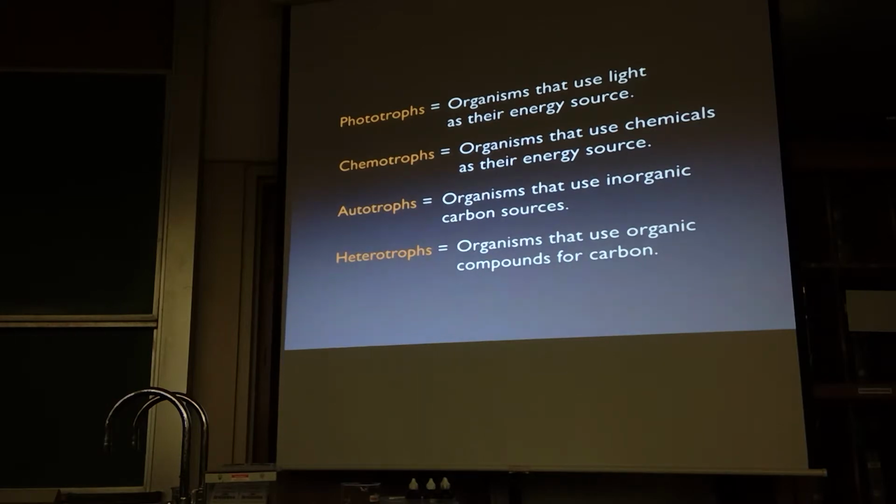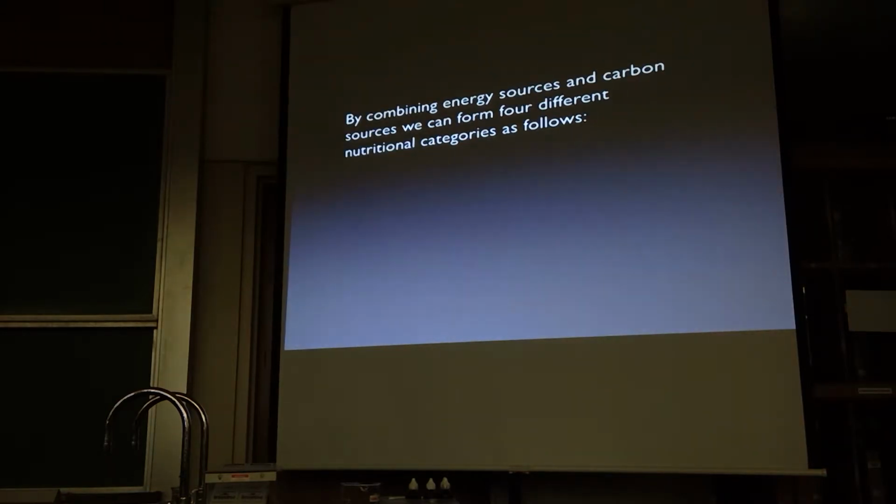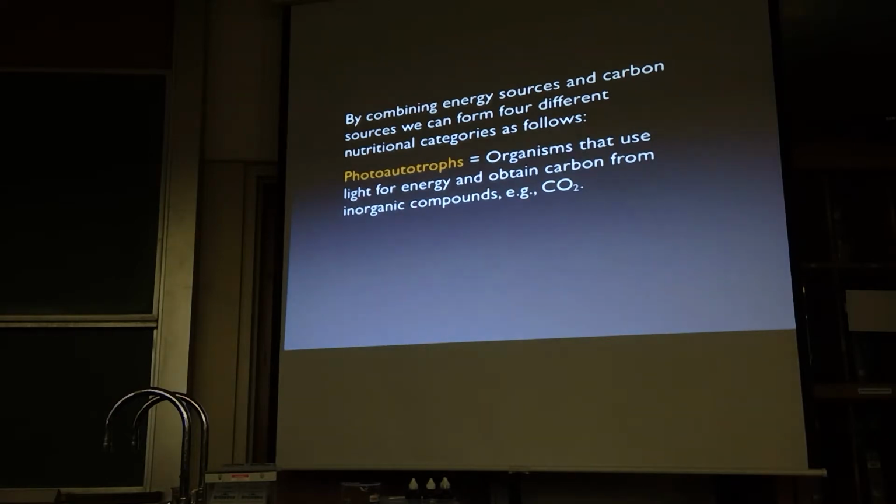Living organisms have to have both. They have to have an energy source and a carbon source. So we reorganize these, put them together to come up with four nutritional categories. The first category is photoautotroph. Photoautotrophs get their energy from light, and they can use inorganic carbon as their carbon source. What kind of organisms are you familiar with that are photoautotrophs?